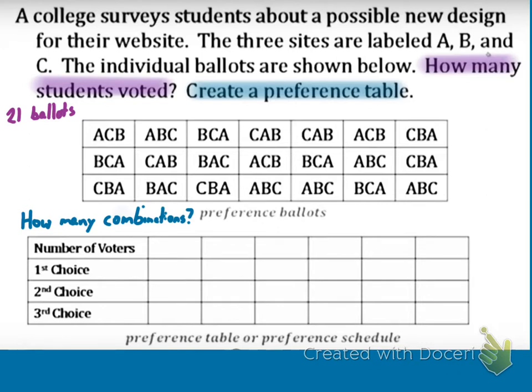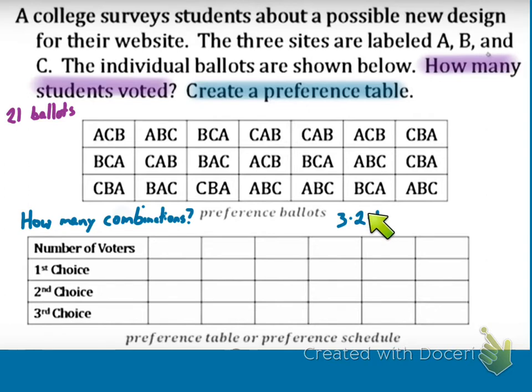So how many ways do I have to pick the first candidate? I could pick either A or B or C. So there's 3 ways to vote for the first one, right? And then say I pick B. And then how many do I have left to choose from? Well, I have 2, right? I could pick either A or C. So that's 3 times 2 ways.